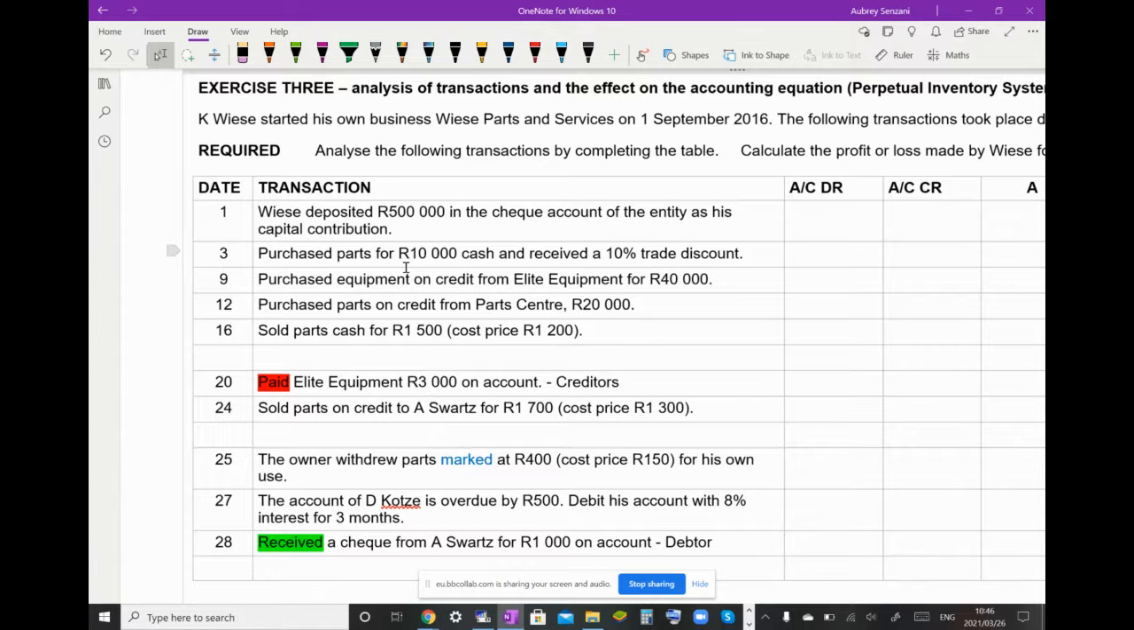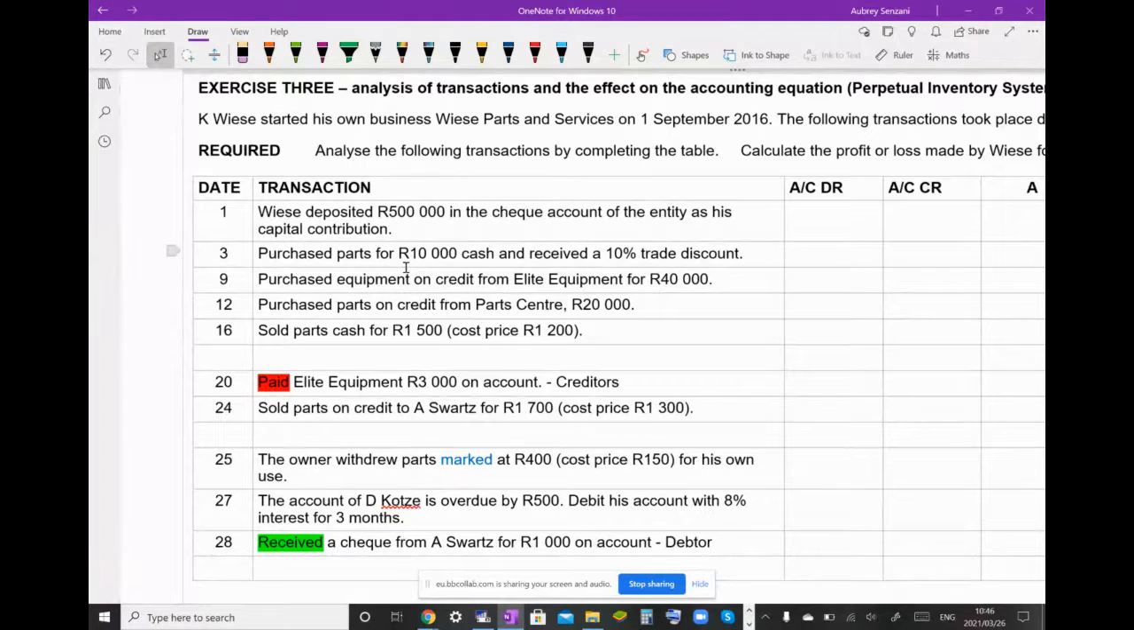Okay, so first things first. Wise deposited 500,000 in the check account of the entity as his capital contribution. This is a business that trades in parts. So which two accounts are affected there? The capital contribution of 500,000 was deposited into the business's account. Bank and capital. So we now know the accounts. Now the question is, what are we debiting? What are we crediting?